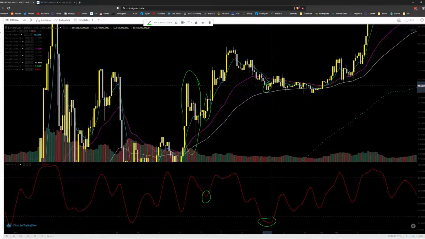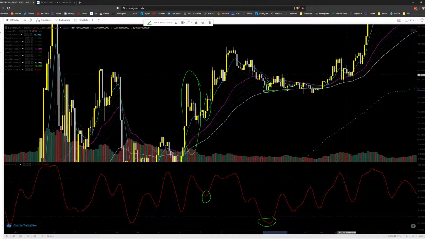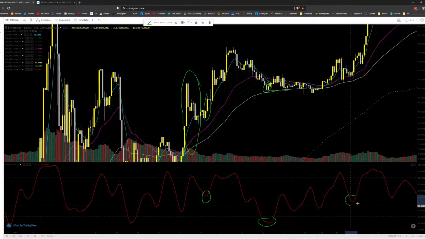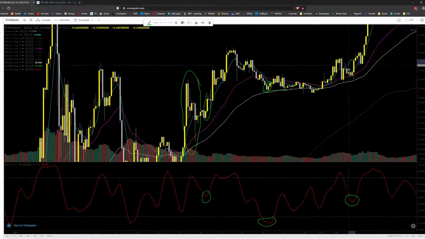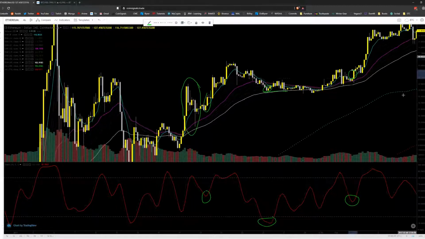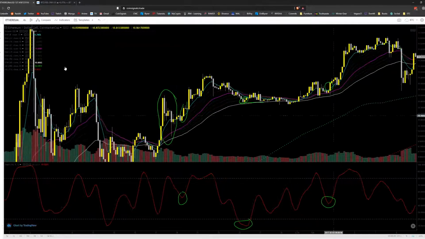Engulfing setup. Stop below the low. Maybe you get wicked out. Wait until your bands are back bullish, and then you can buy the next cycle dip, which was right in here. Okay.